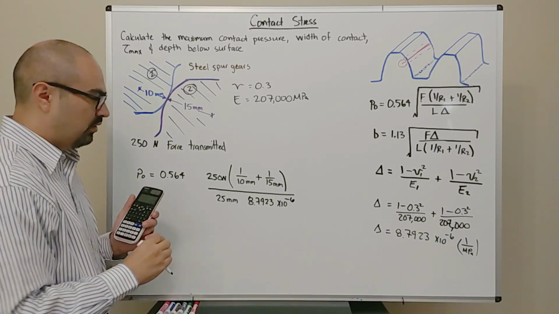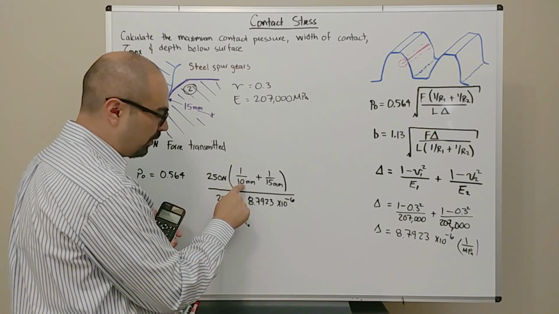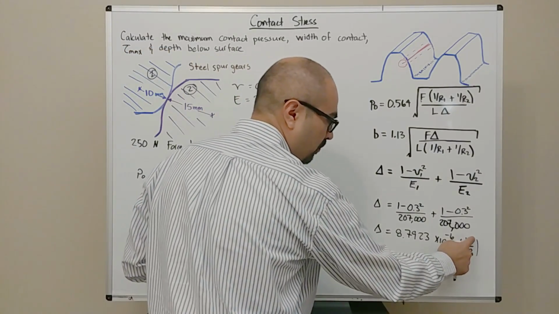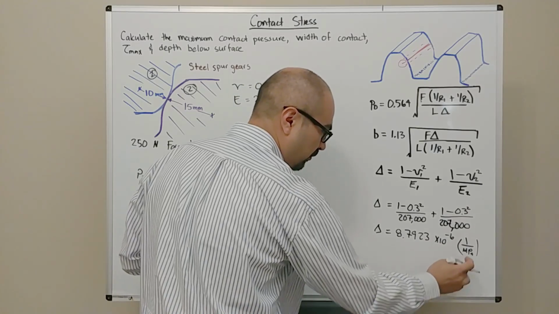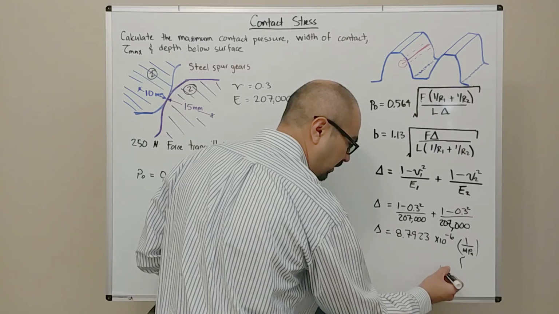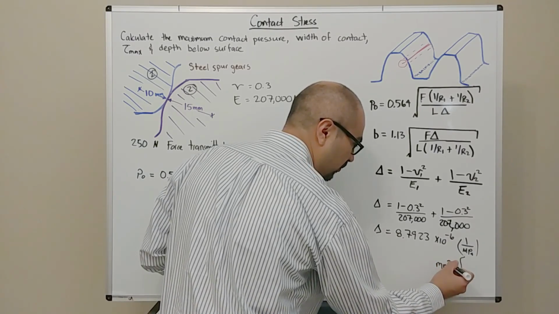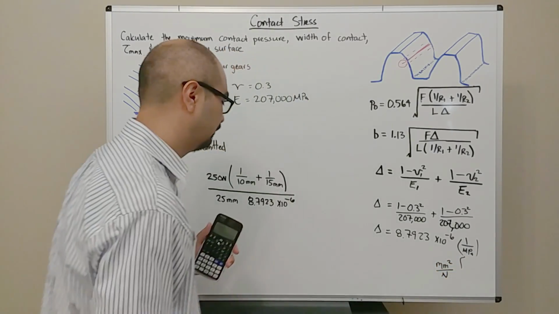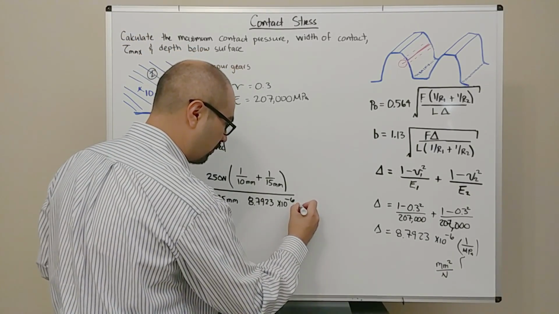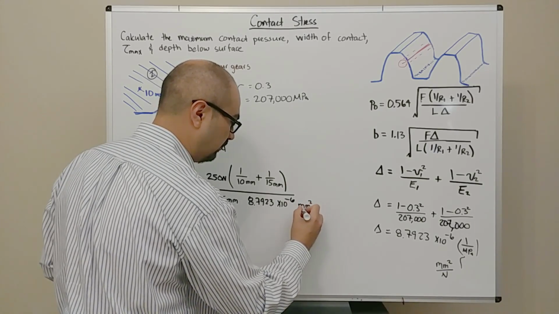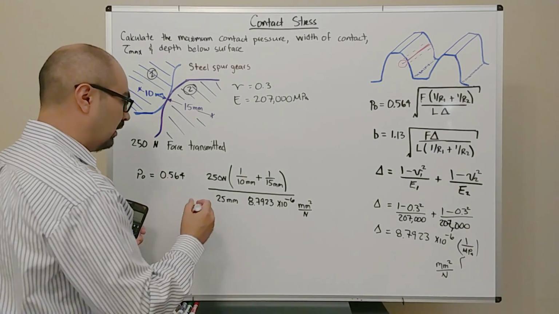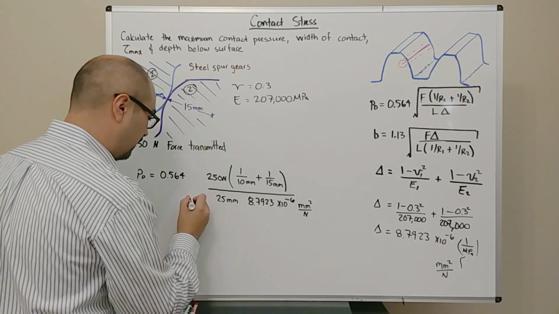Now let's take a look at the units. On top we have newton per millimeter. Over here I have millimeter. And the delta value has units of 1 by megapascals. Remember, a megapascal is the same thing as a newton per millimeter squared. So this is the same thing as saying millimeter squared by newton. And then remember, we're going to take the square root of all this.